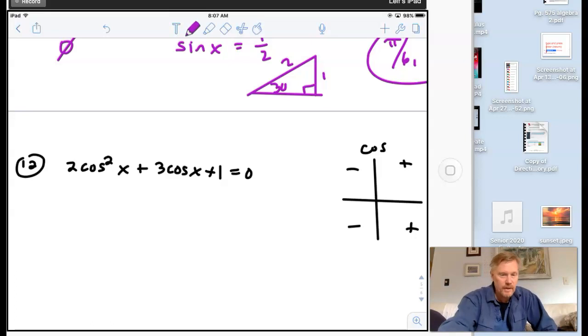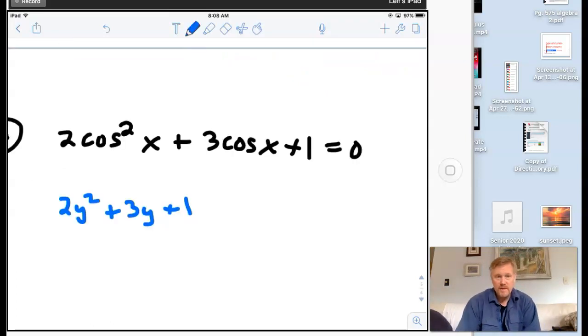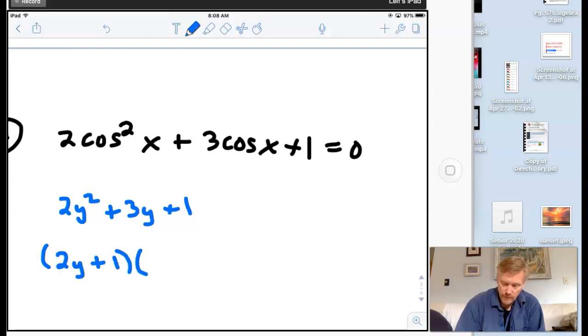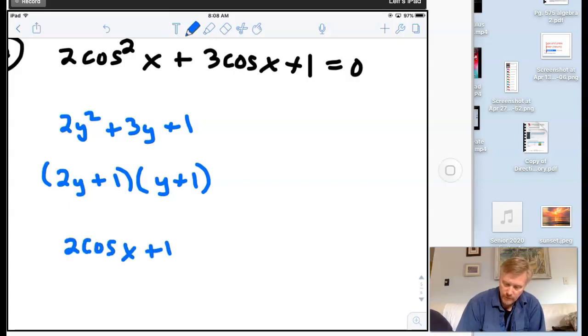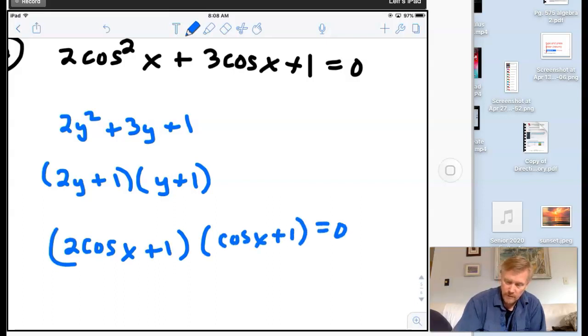This one's a little trickier. I got to actually do some work with factoring it. The thing is, though, these are pretty easy numbers. So this is the same as factoring 2y squared plus 3y plus 1, all right? If I factor that, I'd get 2y plus 1 times y plus 1. So if I change the y to cosine x, I get 2 cosine x plus 1 times cosine x plus 1 equals 0, right?